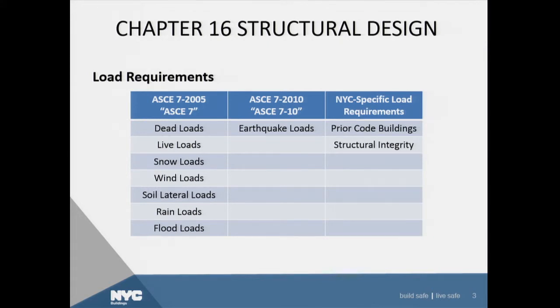And then, of course, we have our New York City-specific requirements. The prior code buildings that James mentioned are in Chapter 16, so all of those special provisions for prior code buildings are located in Chapter 16. And the structural integrity design requirements, which were New York City-specific design improvements based on other national standards for structural integrity and progressive collapse prevention, are also in Chapter 16. There are some sprinkled throughout the other chapters as well, but the primary ones are in 16.